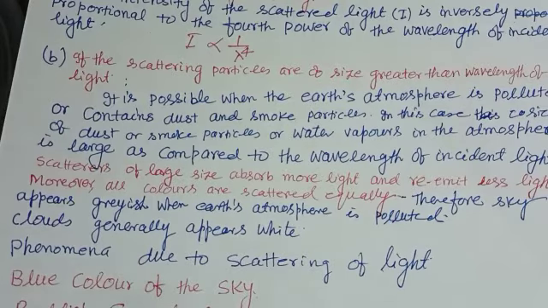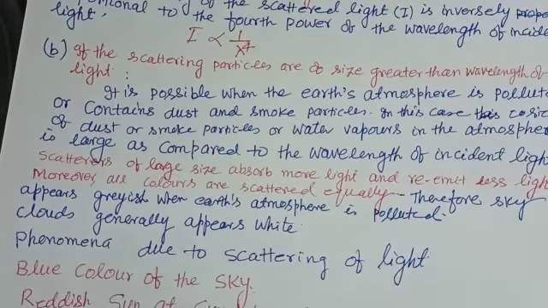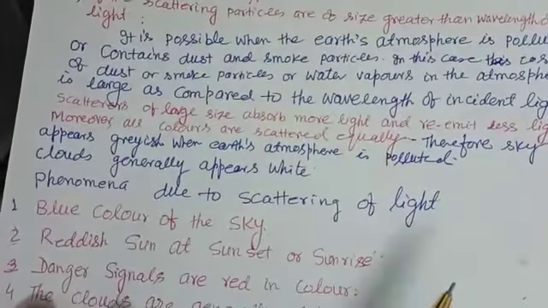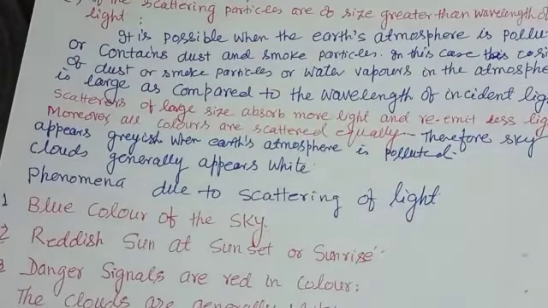Another is the reddish sun at sunset or sunrise. At sunset or sunrise, the sun and its surroundings appear red because of the scattering of light. The same concept you can apply here. The light from the sun at sunset or sunrise travels a larger distance through the earth's atmosphere to reach our eyes. So this light is deprived of the blue color due to large scattering of blue light by the particles present in the atmosphere, and is rich in red color.